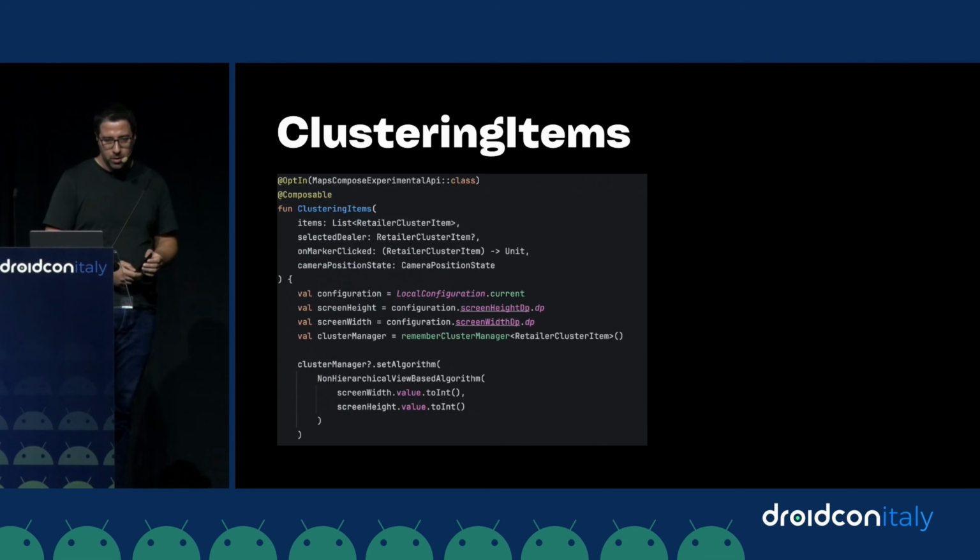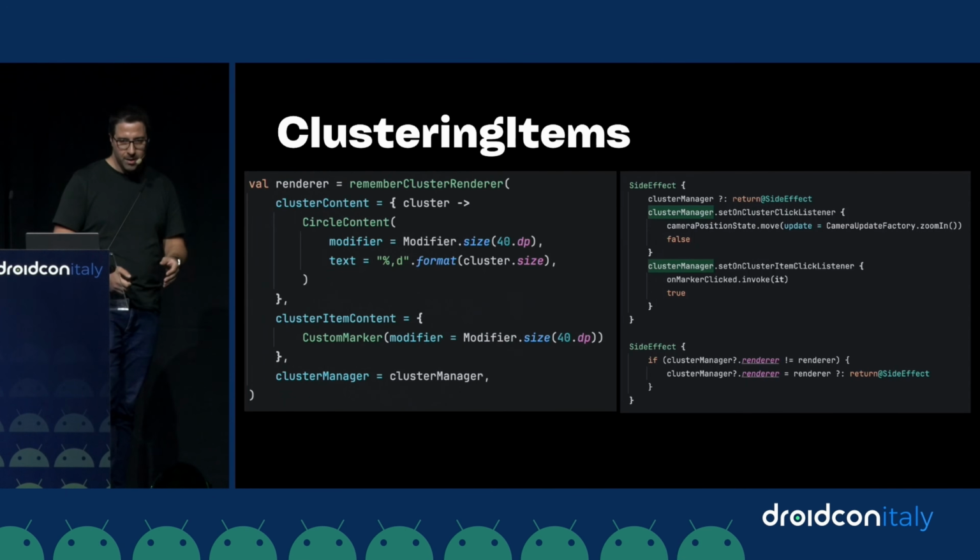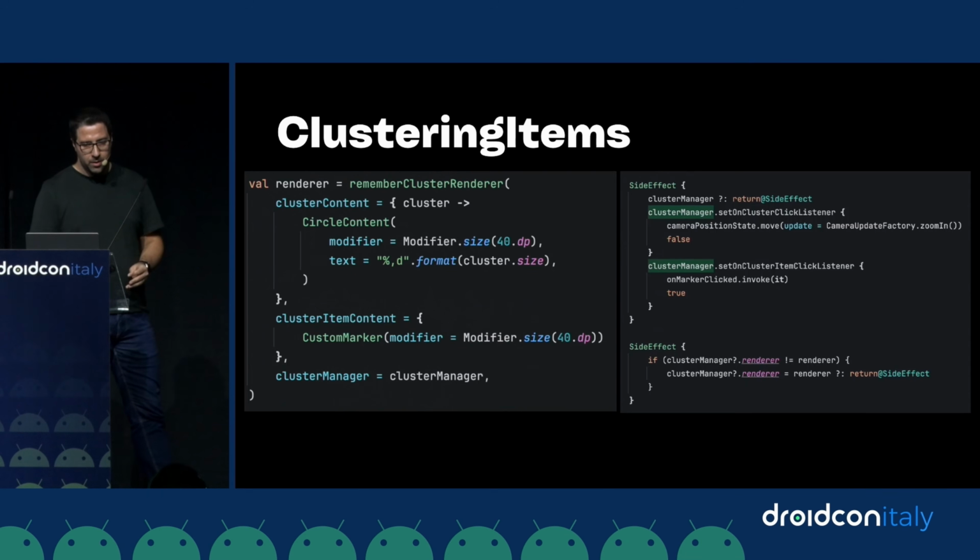So basically we were just using the exact same configuration that I showed you before, using a view-based algorithm. We were fetching the screen configurations, passing it to the cluster manager, and preparing the renderer with our custom markers and the custom clusters, pretty much the same that we did before.